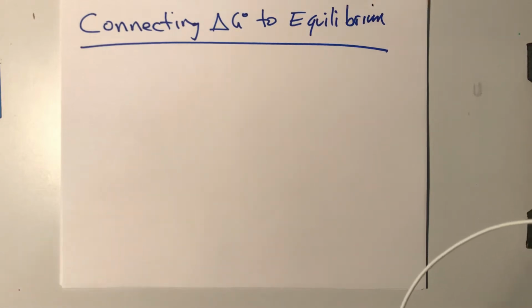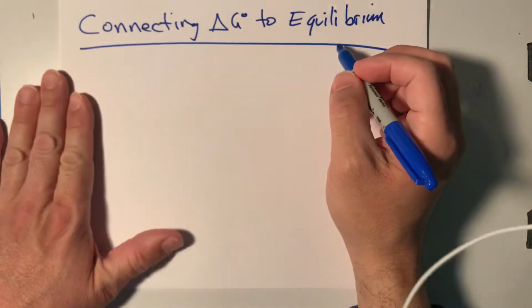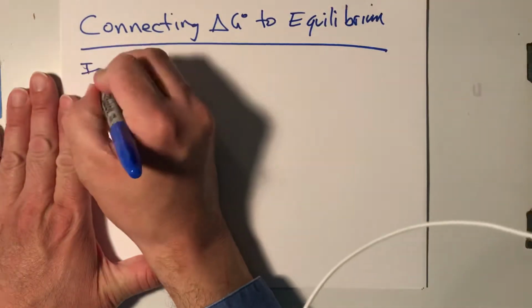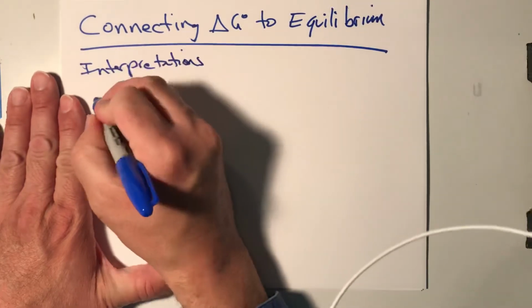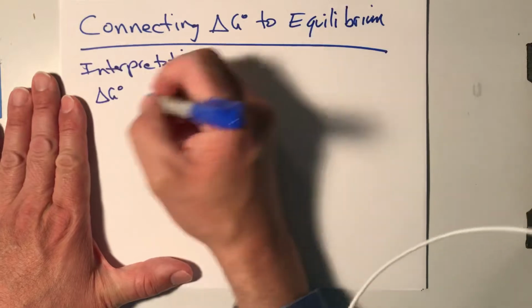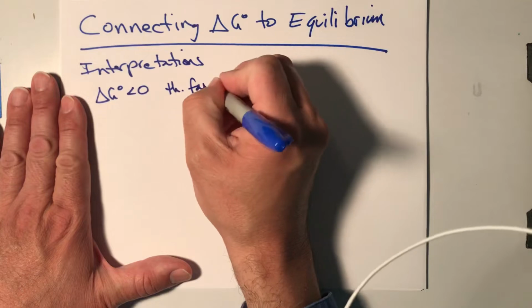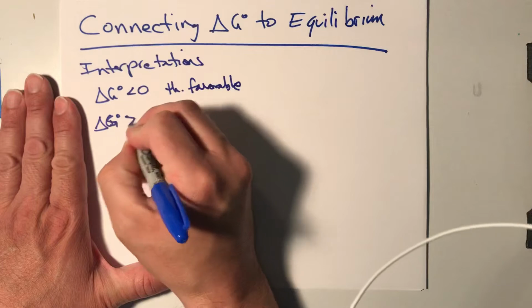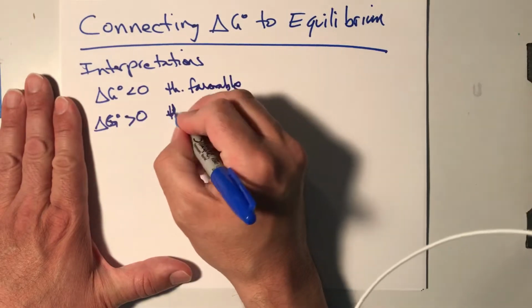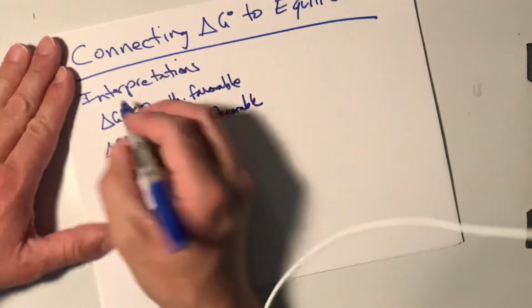Hi everyone, in this video we are going to discuss connecting our concept of delta G naught to equilibrium. Up until this point we've had a couple of different interpretations of delta G naught. We've used it to discuss favorability, where we've said that a negative delta G was thermodynamically favorable, and a positive delta G was thermodynamically unfavorable.